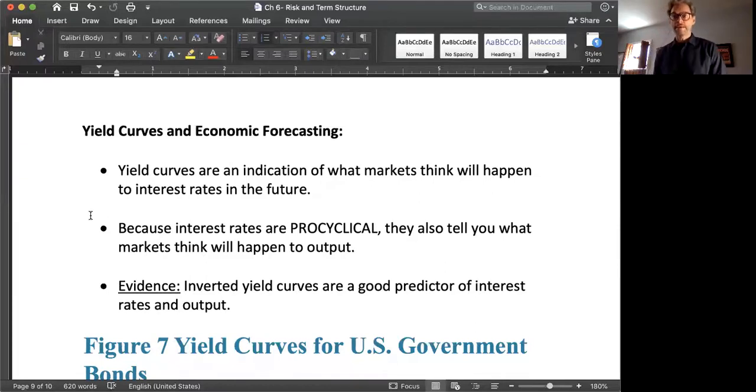So what does that mean if a yield curve becomes flat or inverted? It means the market thinks interest rates are going to go down. Why would the market think interest rates are going to go down? Because they think the economy is going to slow down. So in other words, many economic forecasters pay close attention to the yield curve because they see a flat or downward sloping yield curve as an indicator that economic activity is going to slow down.